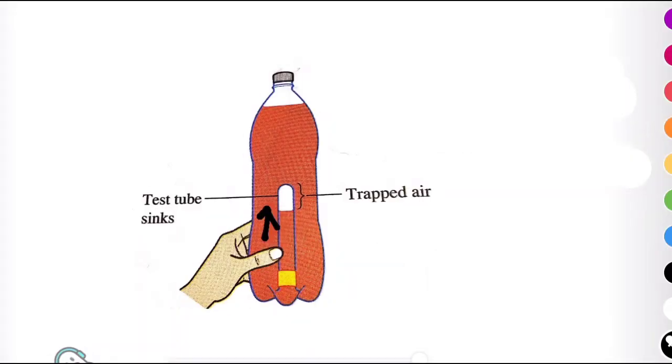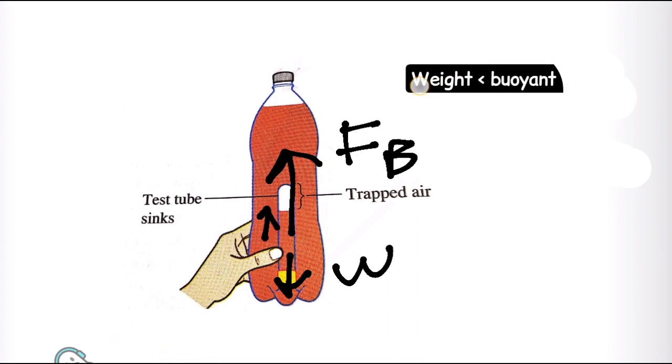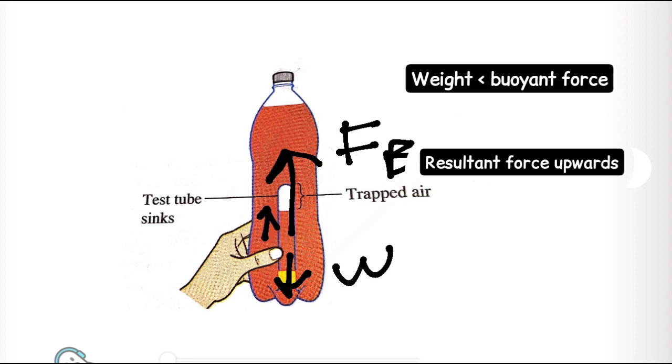When you release the water bottle, the pressure in the water bottle will decrease and the water in the diver will flow out. So, the air trapped in the diver will increase. When the air trapped in the diver increases, the weight of the diver will decrease. So, the buoyant force will be greater than the weight. When the buoyant force is greater than the weight, it causes the resultant force to be upwards and the diver will rise.